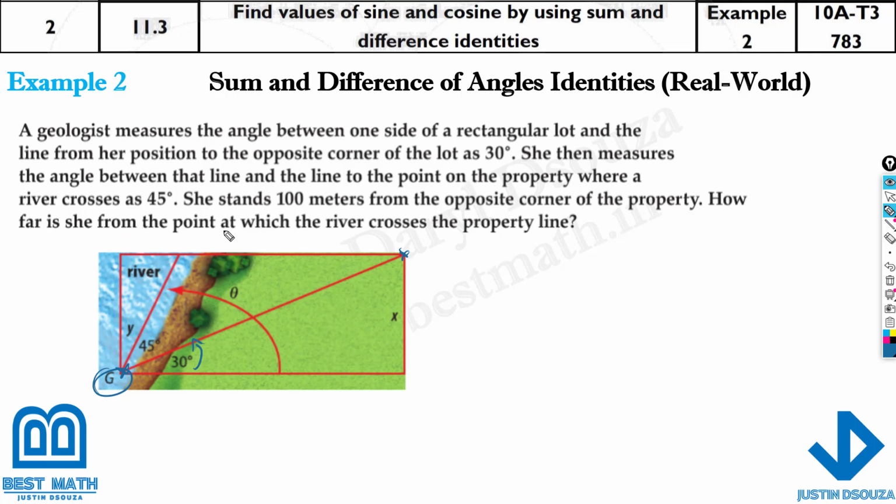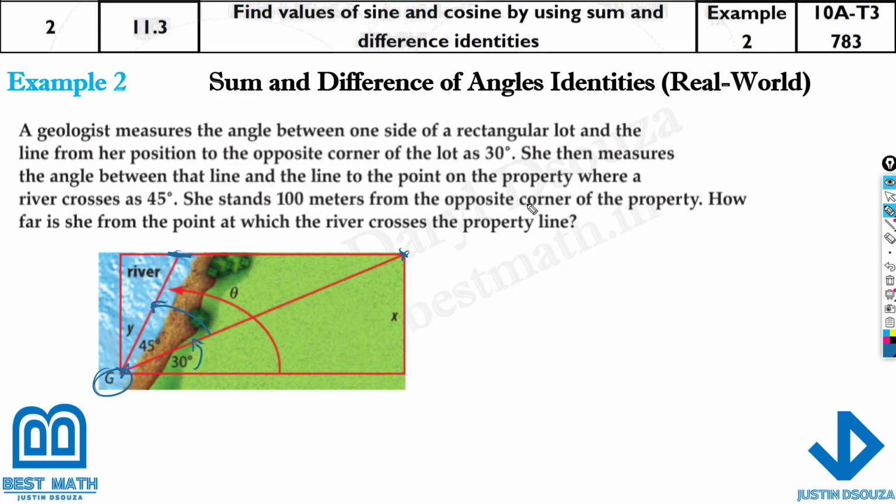She then measures the angle between that line and the line to the point on the property where the river crosses, at 45 degrees. So now from this line to another line, this is the point where the river is crossing. That is the line they have told where the river crosses, at 45 degrees. Here the river crosses. And this is given 30, 45, and what else?